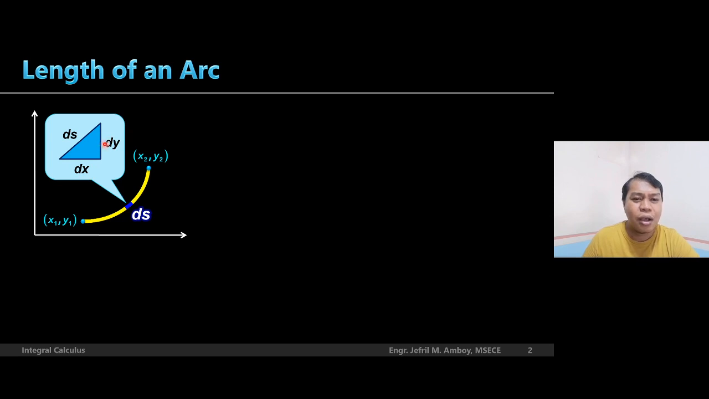Now, again, we are interested to solve for the total length of S. But here, we have a right triangle containing dx, dy, and ds. Okay? So, from this right triangle, it's very obvious that we can use Pythagorean theorem. Now, applyan natin yun ng Pythagorean theorem. Okay, sulat tayo. So, applying the Pythagorean theorem, we'll have ds squared equals dx squared plus dy squared.